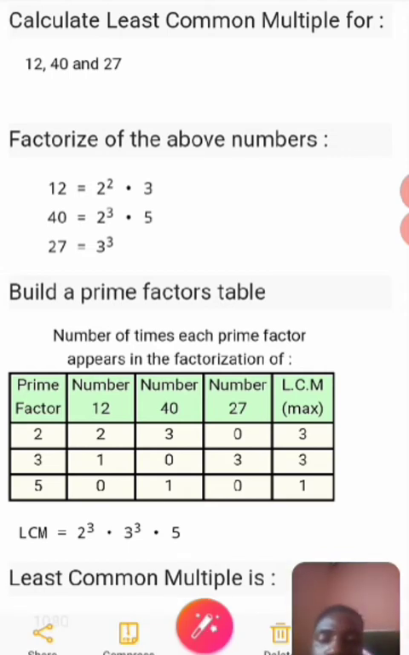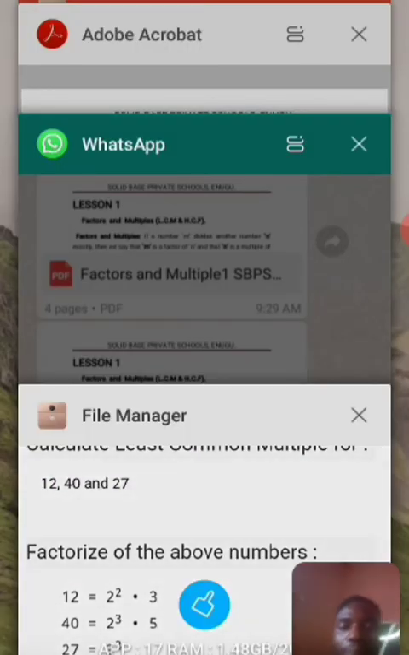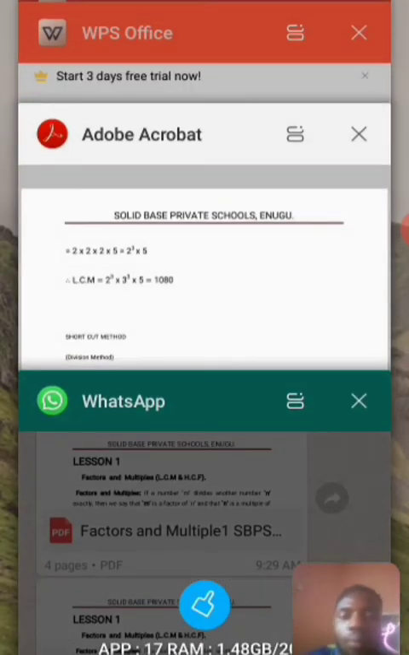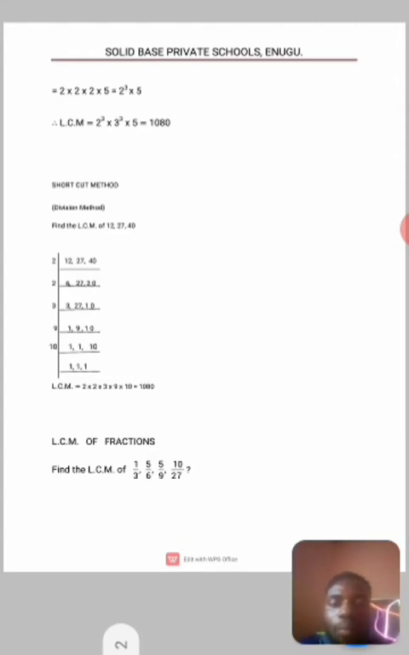So the next method we'll look at now is the long division method. Now the long division method, or you say the shortcut method, is a very simple one, okay, and that's the method most people adopt while solving this because it's easier and faster.